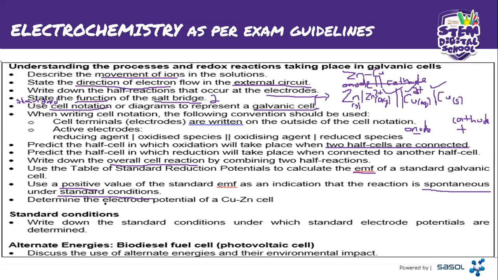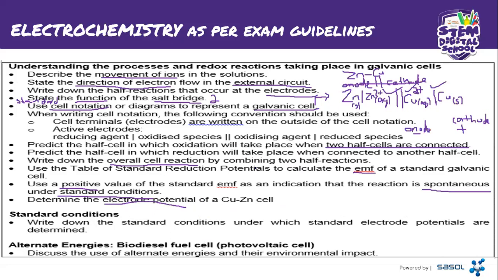And we must be able to determine the electrode potential of a copper zinc cell. Altogether, we must be able to do that. And not only this one, my dear learners, this will be used as an example for today, but you must be able to then use it for any form of galvanic cell.